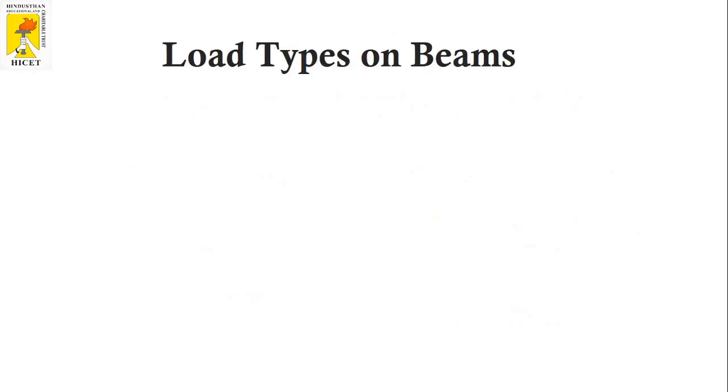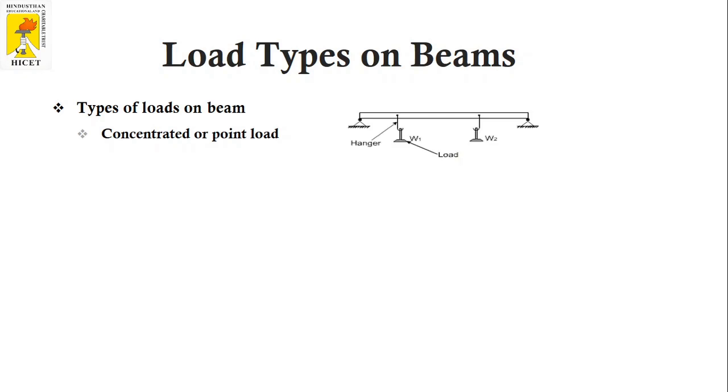Load types on beams. Types of loads acting on a beam. First one is concentrated or point load. So here at a particular point the load is acting on a beam. So here we have the example, W1 and W2 are the 2 point loads acting on a beam at particular points.